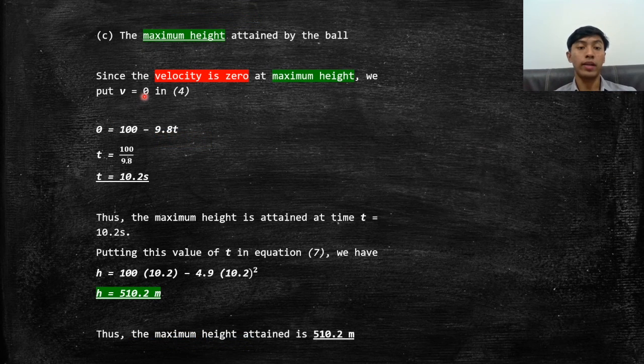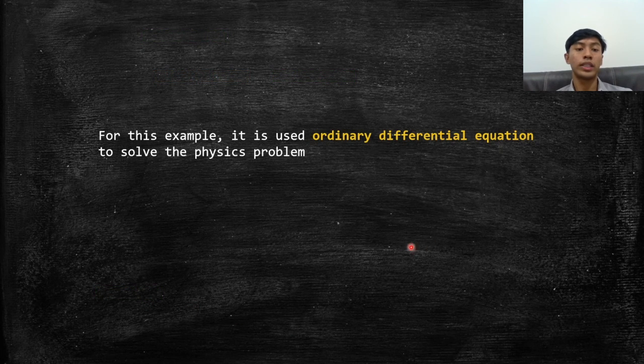Next, the maximum height. At the maximum height, the velocity is 0. So we put 0 for v. So we will get t equal to 10.2 seconds. So we input t equal to 10.2 seconds into the equation before. So we get h equal to 510.2 meters. For this example, an ordinary differential equation is used to solve the physics problem.